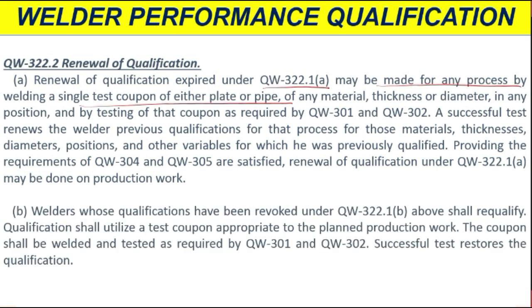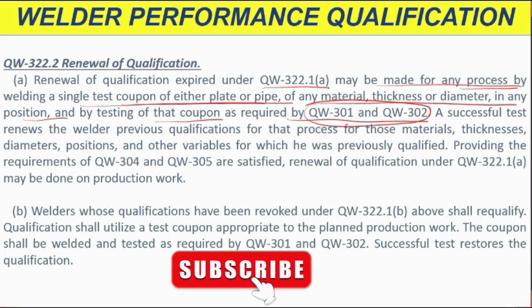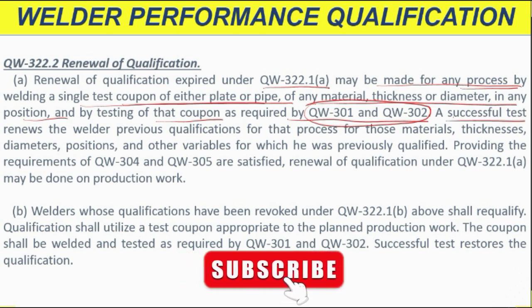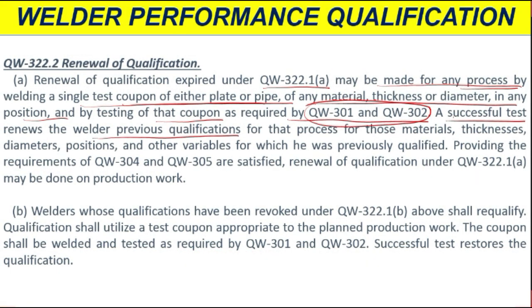So QW 322.2, what is renewal of qualification? Renewal of qualification may be made for any process by welding a single test coupon of any material, thickness or diameter, in any position, and testing that coupon as required by QW 301 or 302. If the test is successful, it renews the older previous qualification.